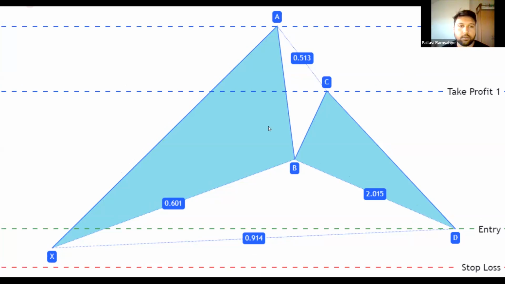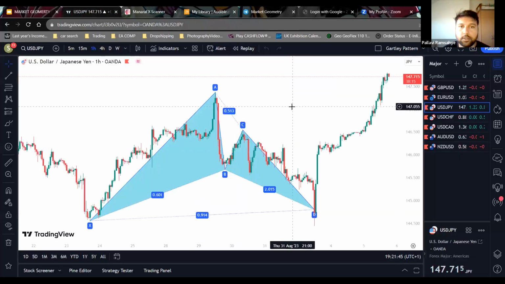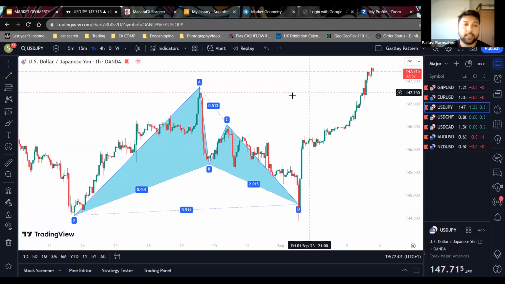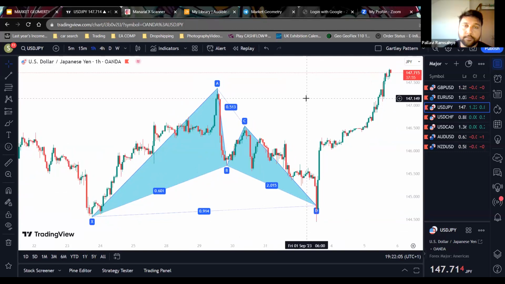Right, so let's move into the live demonstration now. As you can see here, this is the pattern that we're going to look at, the live pattern, and it has actually played out very well. It's hit take profit 1 here and take profit 2 here, okay? So these patterns, they work really well.